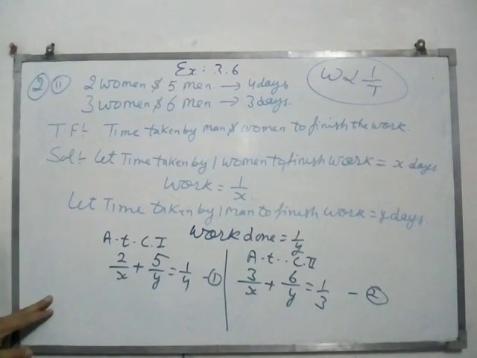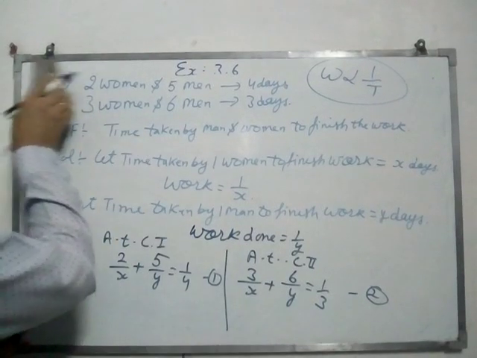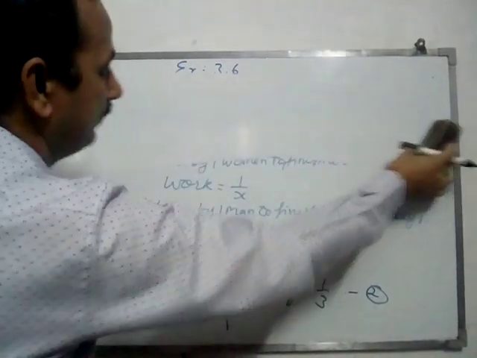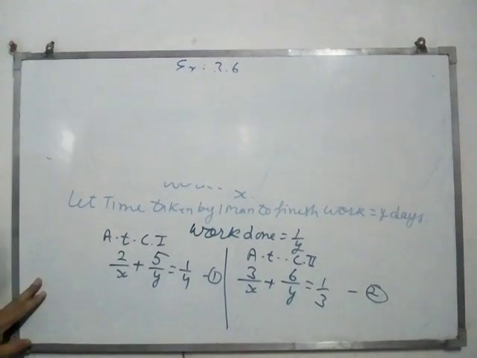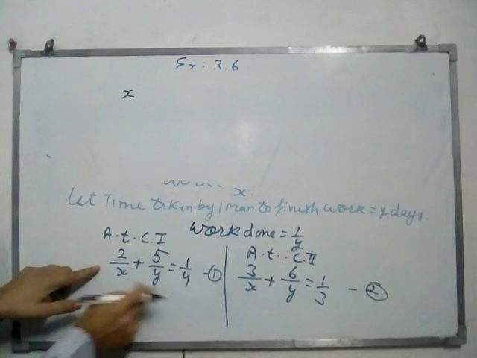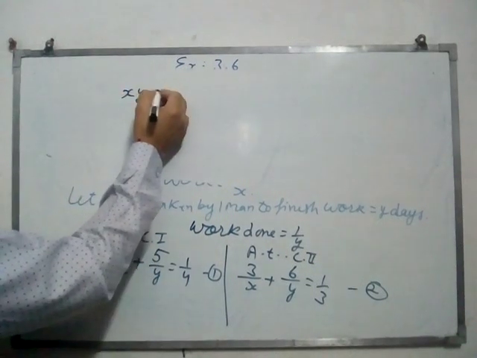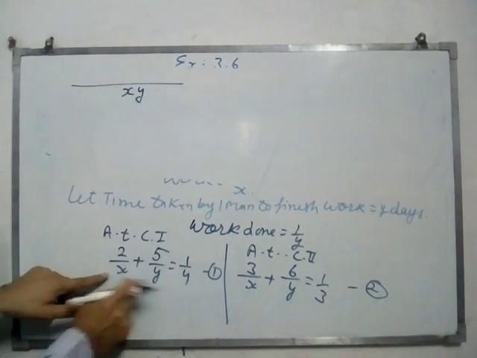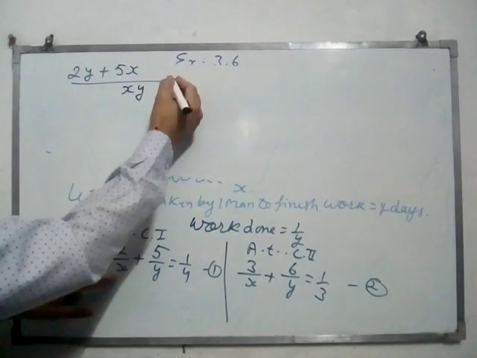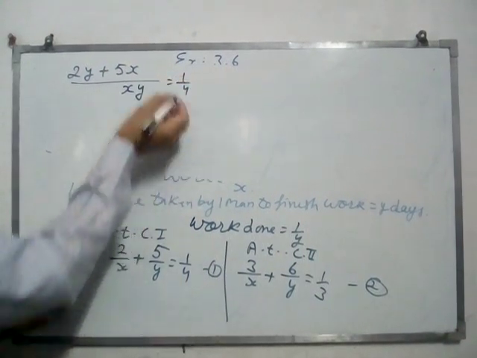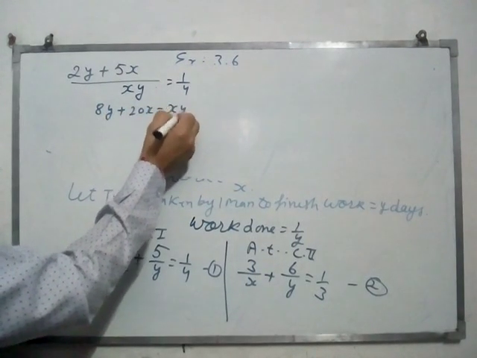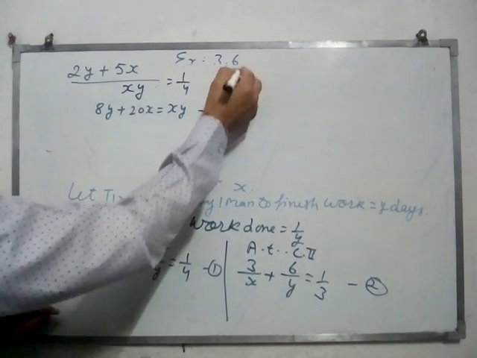We can use any method: the elimination method, the equating method, any method. So we take the LCM, xy is the LCM, so it is 2y plus 5x equal to 1 upon 4. So it becomes 8y plus 20x equal to xy. It's equation number 3, right?